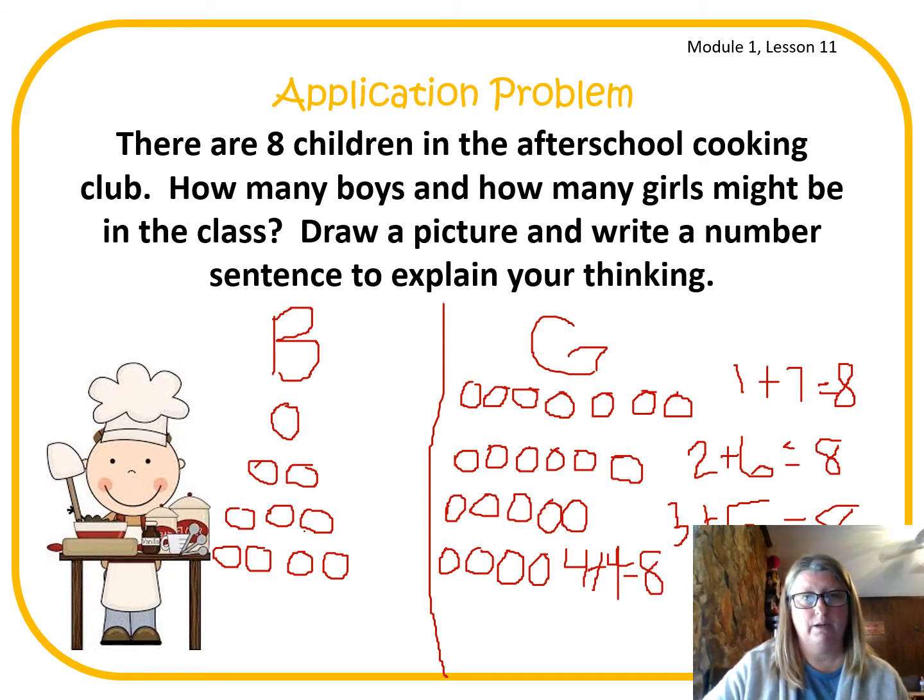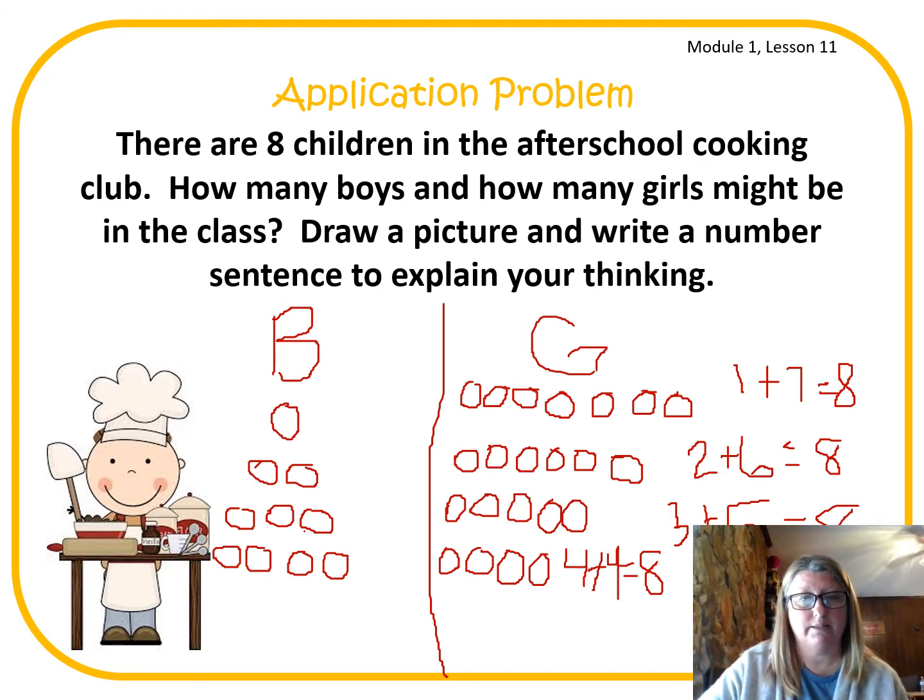All right? So you notice what we're doing is we're just going up by 1 for the boys, but what do you notice about the girls? 7, 6, 5, 4. Notice that the girls go down by 1, while the boys are going up by 1.